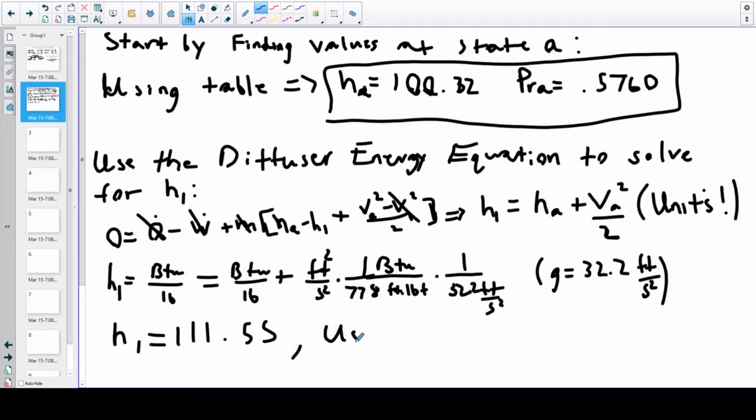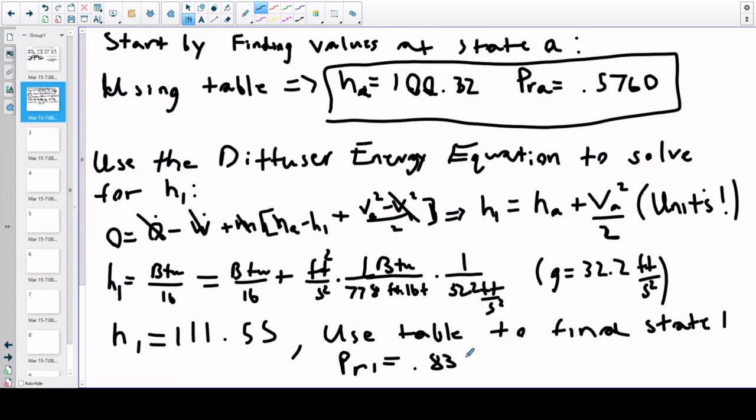Since we found H1, we are now going to use that value to fix the state of state 1 after the diffuser. So for state 1, you go to the table and you interpolate, and you get PR1 to be equal to 0.83492. And I think that's all I needed for that.